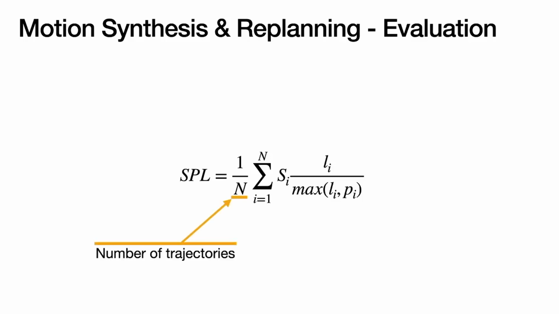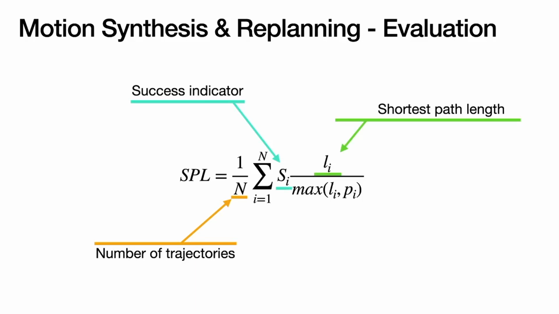Number n in the metric represents the number of trajectories that were generated by a policy. S represents the success indicator, whether the policy rollout was successful or not. L represents the shortest path length, as if we were planning using RRT star or A star for an optimal trajectory. And L is weighted by max of L or P, where P is the agent path length.